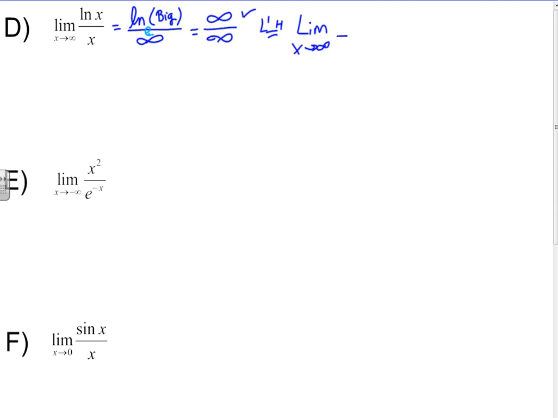Now, derivative of natural log, you remember, is 1 over x. The bottom is just 1, isn't it? Derivative of x is 1. Let's try plugging in infinity. So I've got 1 over infinity, or 1 over large, makes this thing go to 0. The limit would be 0.